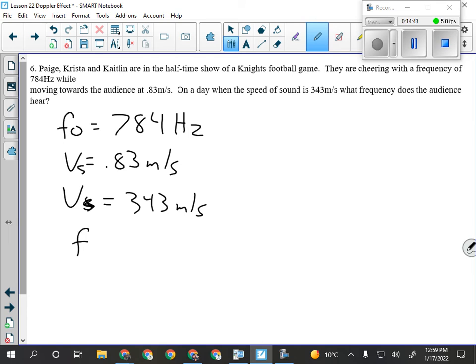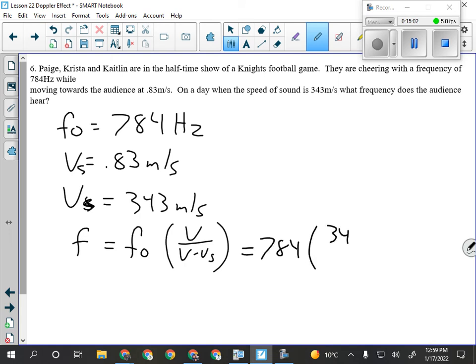So again, we're looking for the Doppler shifted frequency F, which doesn't require us to manipulate the equation. Okay, so FO V over V minus VS, because these people are walking towards the crowd. Okay, so we've got our 784 times 343 over 343 minus 0.83.